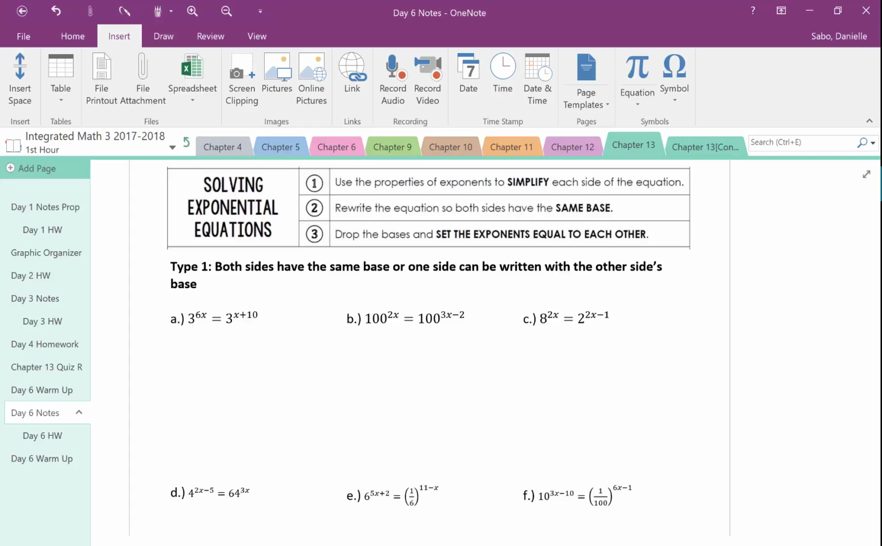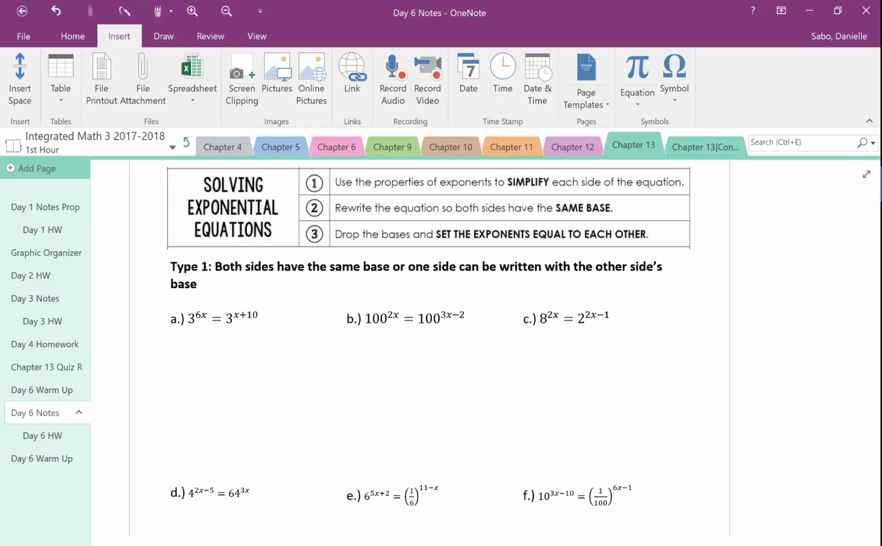So this is kind of like how we solved logs, but now we're talking about exponents. So solving exponential equations, we use properties of exponents to simplify if needed. So for example, if I had 2 to the x and then times 2 to the x again, I'd have 2 to the 2x. Now we aren't going to get into that situation here, but let's move on to step 2. We want to rewrite both sides with the same base.